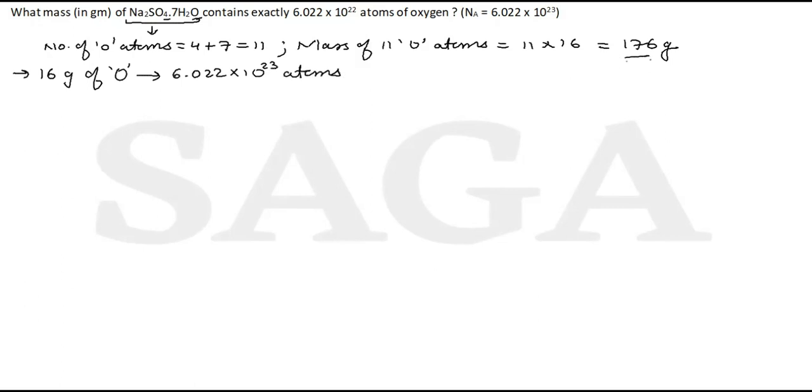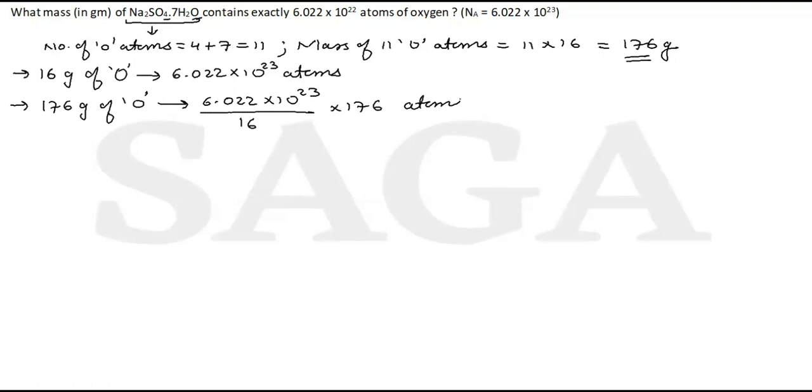But the mass of oxygen we have is 176, that is, 176 gram of oxygen will contain 6.022 into 10 raised to the power 23 upon 16 into 176 atoms of oxygen, which is equal to 662.42 into 10 raised to the power 22 atoms. We consider this as 1.